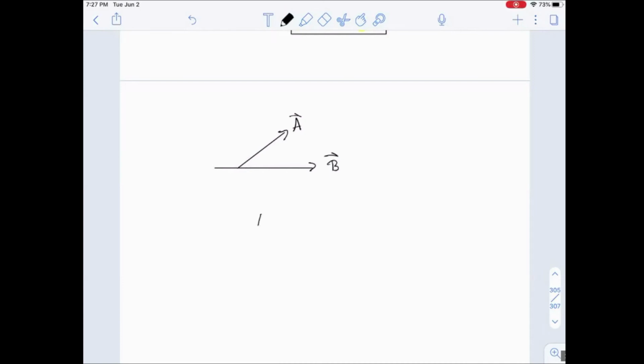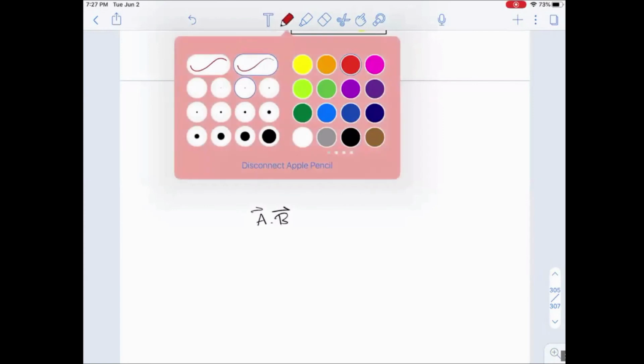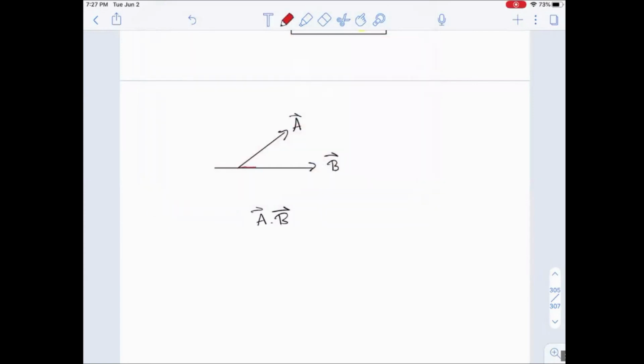If you're looking at the dot product of a and b, this is known as a dot product. A lot of you guys, it looks like a multiplication. It's not. What this means is you'll be interested in the component of a along the direction of b. That's what it means. So this would be the component of a along the direction of b in essence, which is going to be multiplied by b.